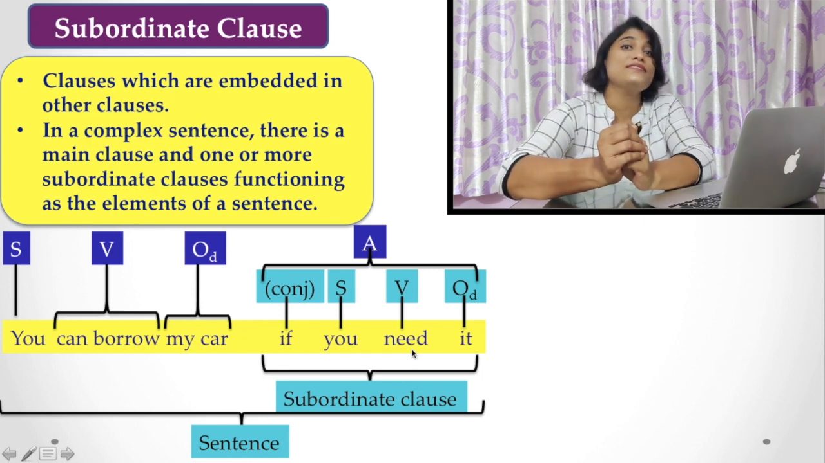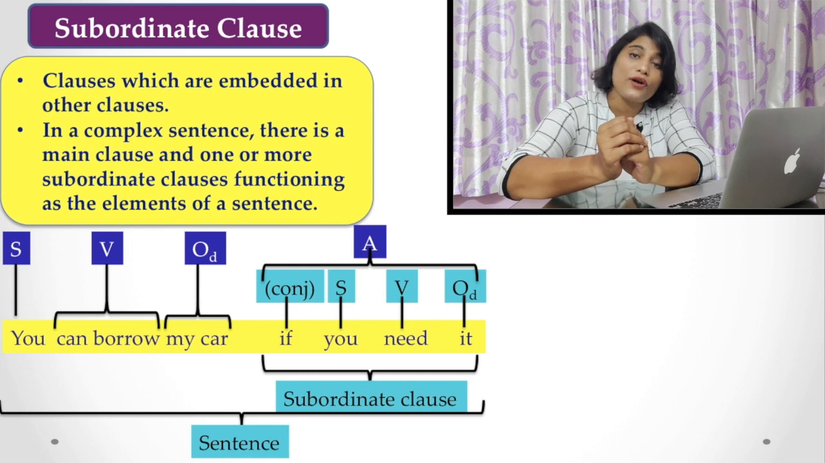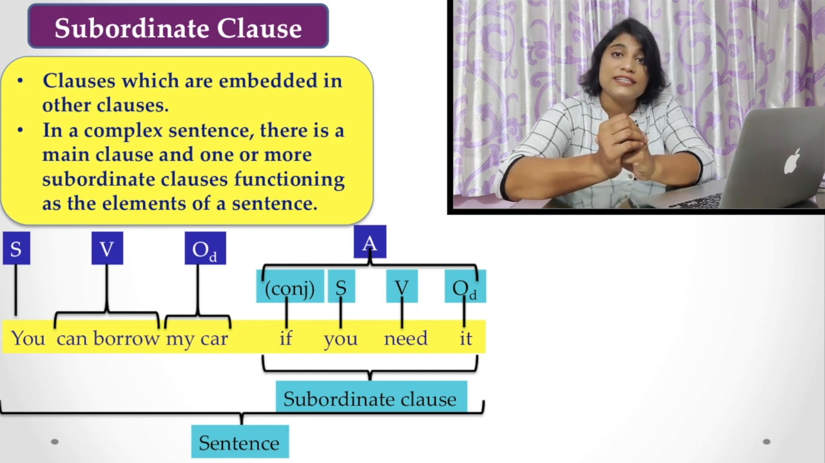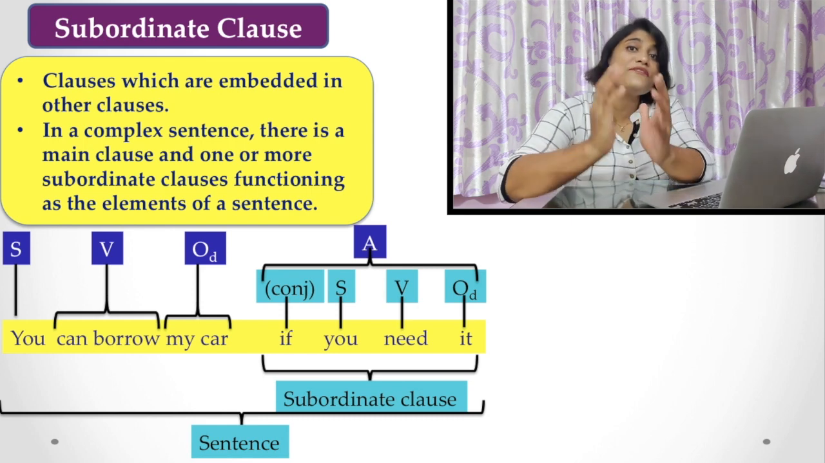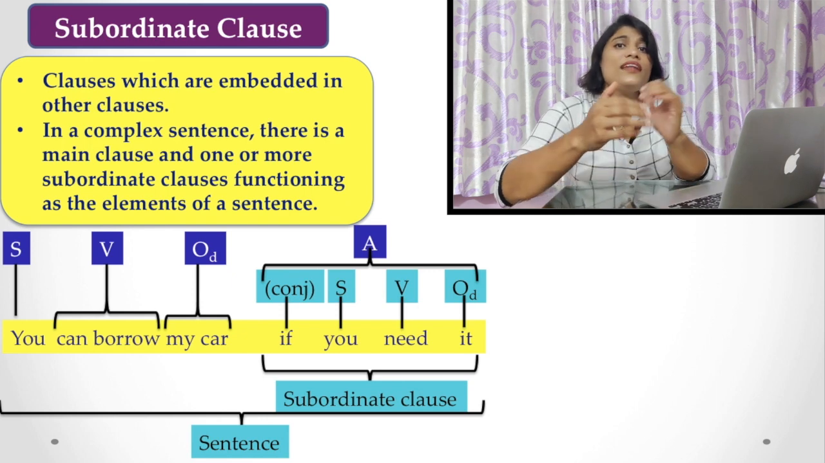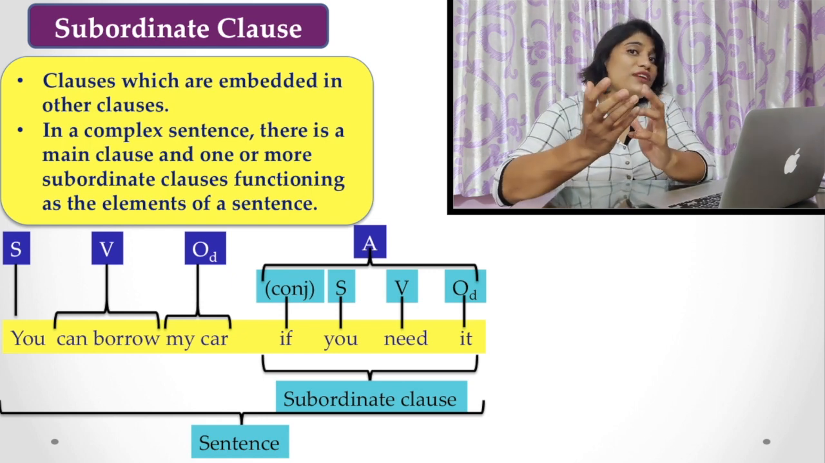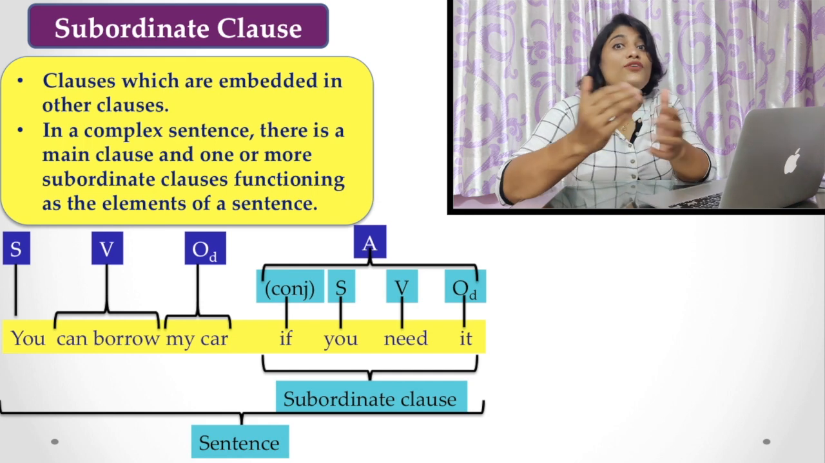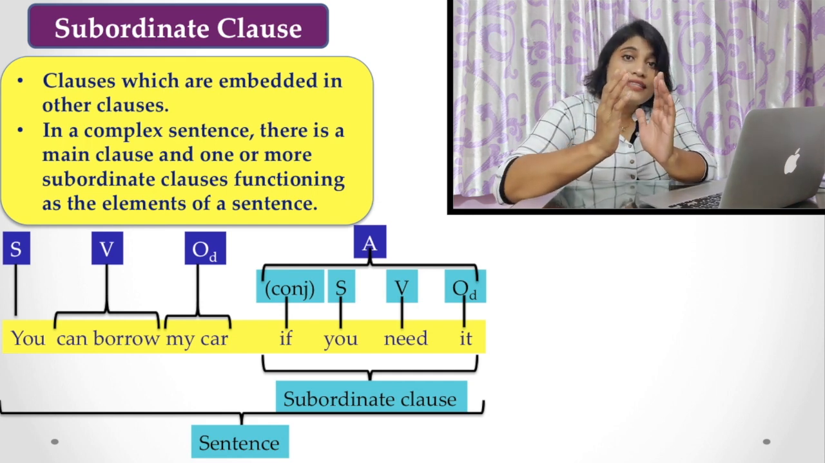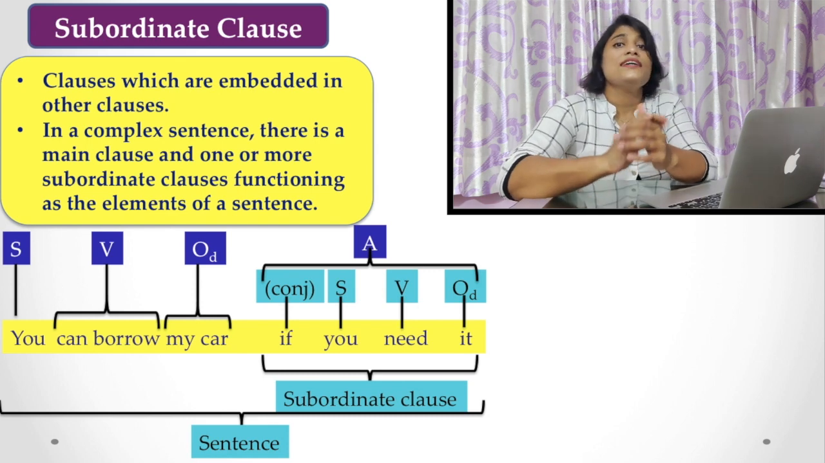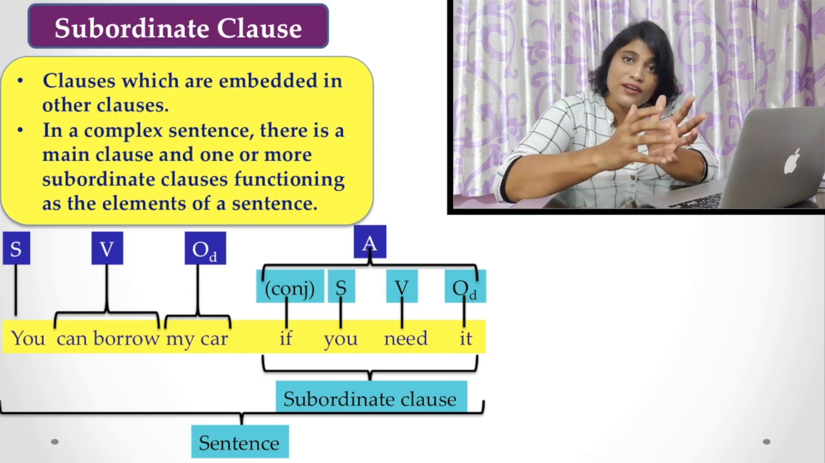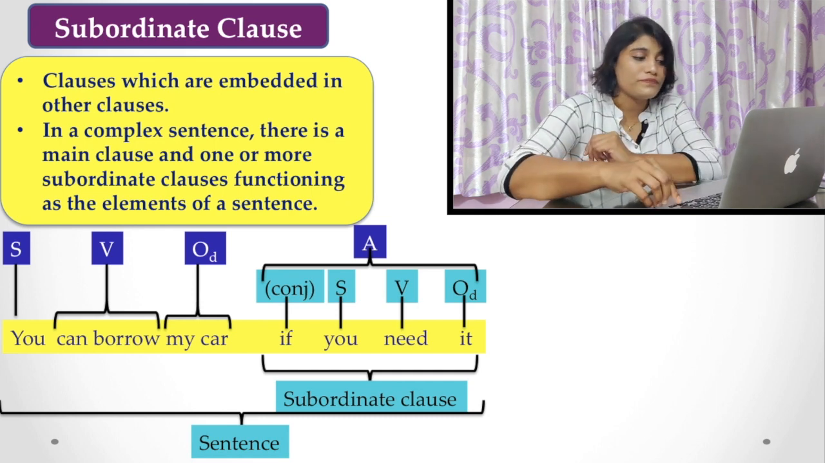Here in this sentence, we find there is a main clause and there is a subordinate clause, that is, "if you need it". If we consider this part of the sentence alone, "if you need it", it doesn't have any meaning to us. If I say this, you must ask me, what do you need? So, a subordinate clause always depends on the main clause for its meaning.